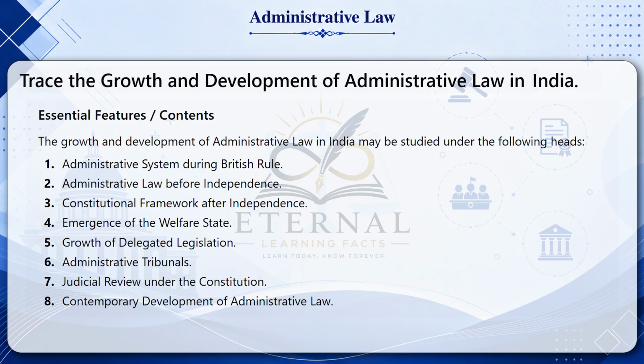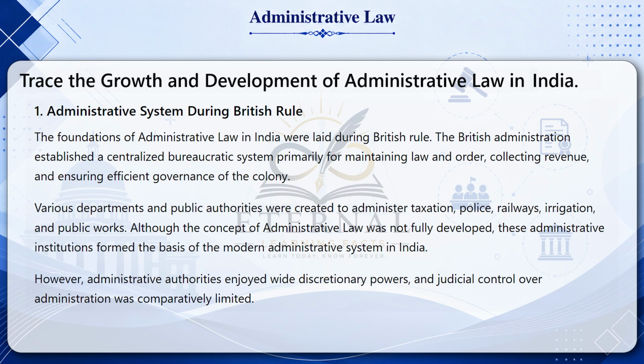First, administrative system during British rule. Second, administrative law before independence. Third, constitutional framework after independence. Fourth, emergence of the welfare state. Fifth, growth of delegated legislation. Sixth, administrative tribunals. Seventh, judicial review under the Constitution. Eighth, contemporary development of administrative law. Let's explain everything. First, administrative system during British rule.